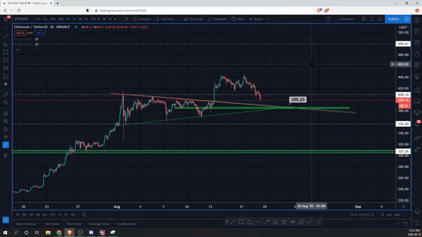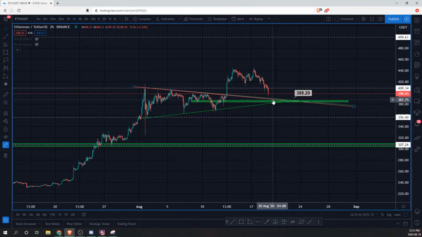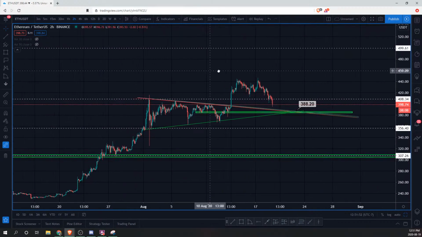$388, that would be nice to see. And if it holds around there, you see lots of confluence where you see the lows and the higher lows create lots of demand, as well as that ascending previous resistance turning into a new level of support. Has not been validated at all.